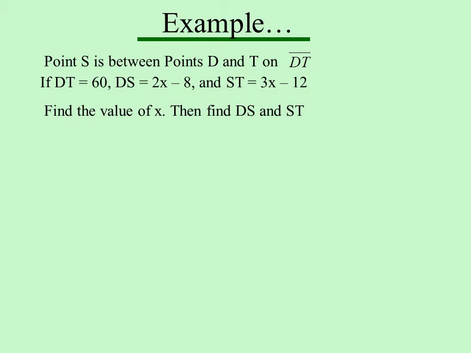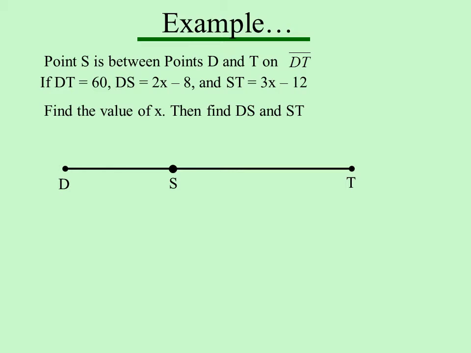Here's another example. Point S is between points D and T on DT. If DT is 60 and DS is 2x minus 8 and ST is 3x minus 12, they want you to find the value of x and then find DS and ST. So there's a lot going on here, but again, let's start by drawing a picture. Here's DT. I'm going to put S somewhere between those 2 points.